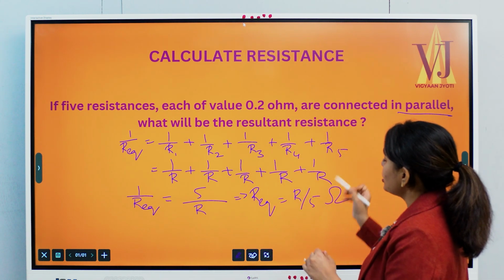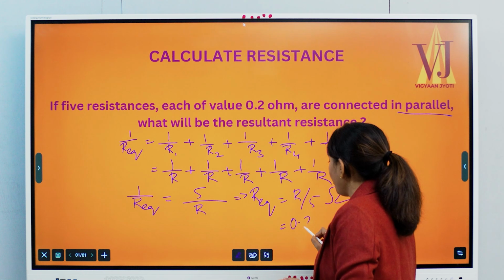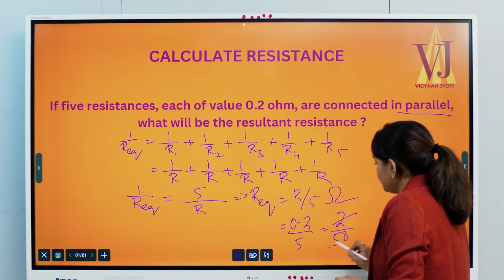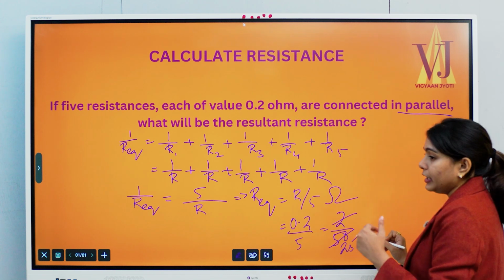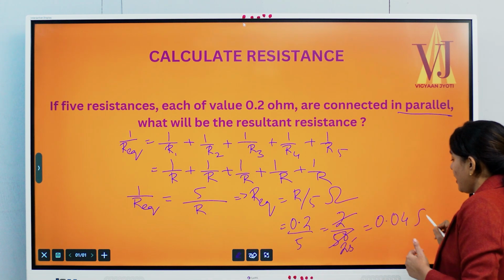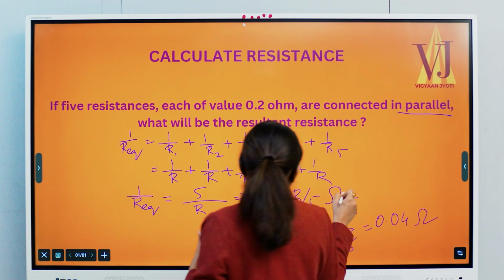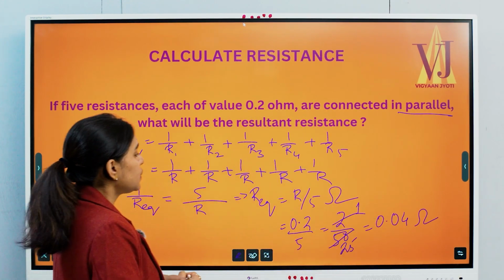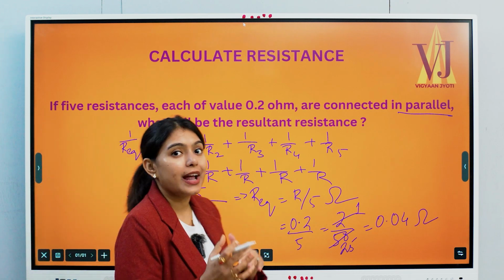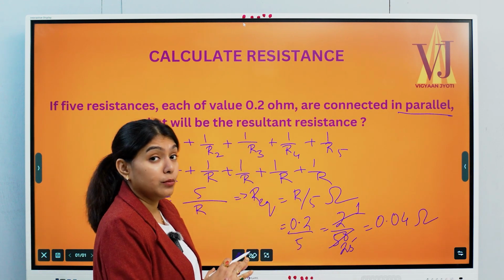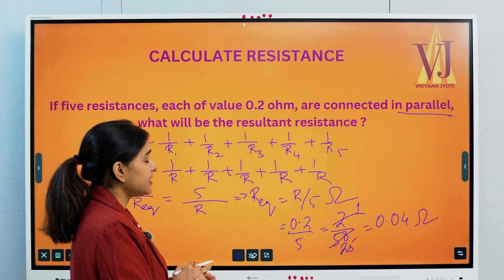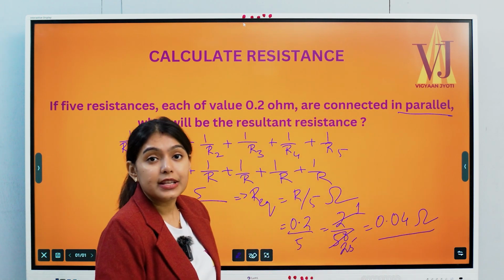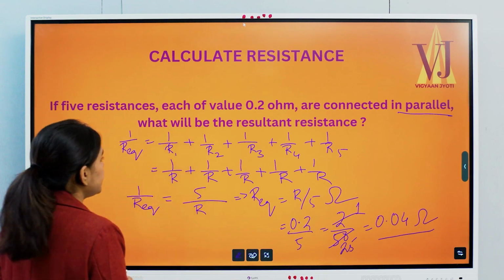Clear? Now we will change it to 0.2 divided by 5. So 2 divided by 50. That means 0.04. What is the unit? Ohm. Clear? Understood? Fine. So you are able to see in series 0.2 each led to 1 ohm total resultant resistance. But when you connect them in parallel, your overall resistance will decrease. Clear? Your overall resistance will decrease.